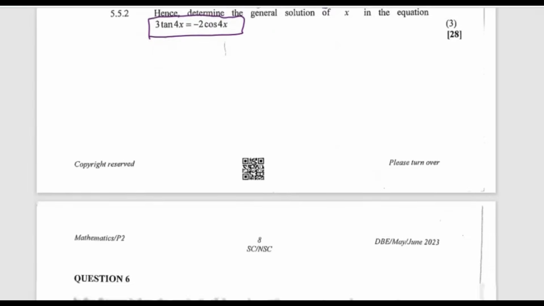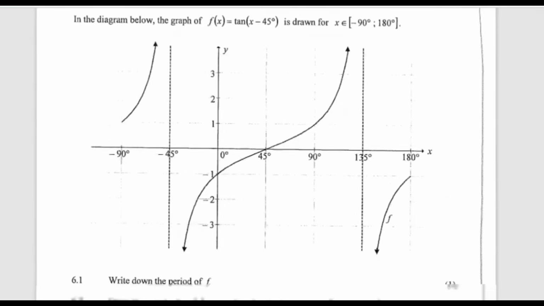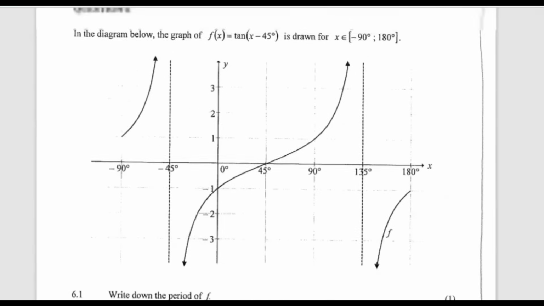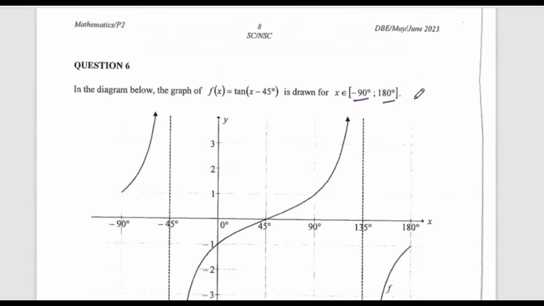Question 6, they are telling us that in the diagram we have these graphs, but we're only focusing on negative 90 and positive 180. And that's our domain. Okay, we have f of x, which is tan of x minus 45. So this negative simply means the graph is shifted, because this is a phase shift. Shifted 45 units to the right, so it was meant to be somewhere here, but it's been shifted to somewhere there, 45 units. Same applies with all these terms.